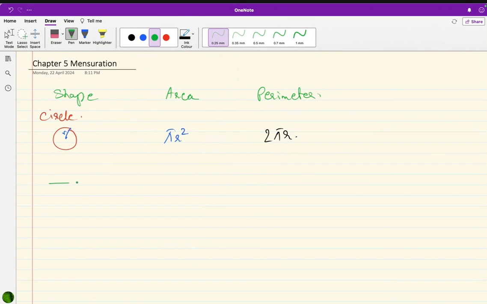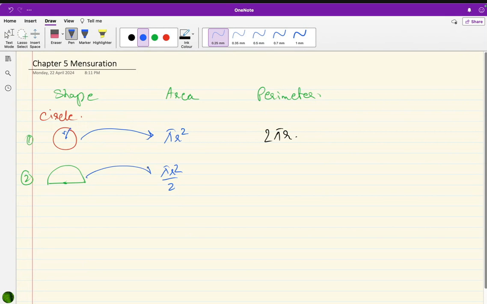And when we talk about semicircle, this is half of the circle. Now what will be the area, Harris? Sir, it will be half of pi r square. When you have the complete circle, that is pi r square. When it is half of that, we are at pi r square by 2. And what about the perimeter? It will also be half. Okay. Half of this.